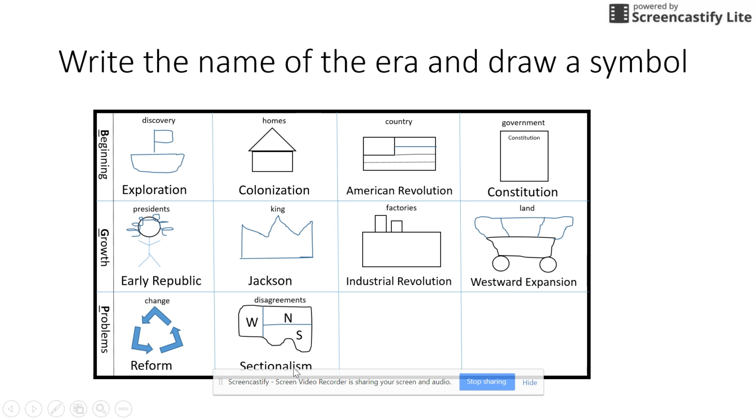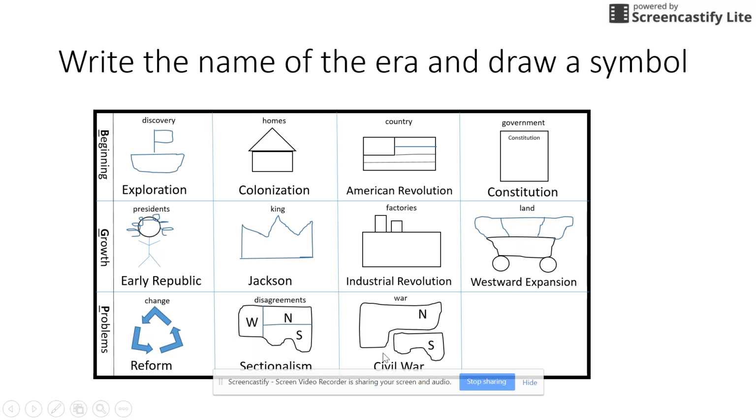During the sectionalism era, we disagreed about whether we should abolish slavery. And so I have my students draw America, which is basically like a rectangle with Florida and Texas protruding out of the rectangle. The south down here, the north up here, and the west over here.